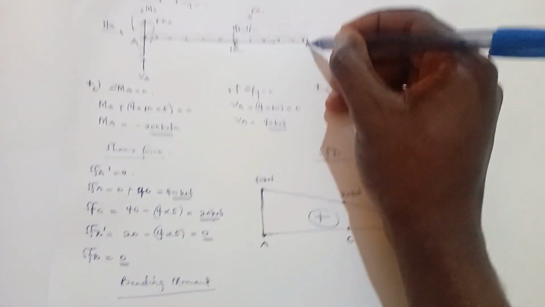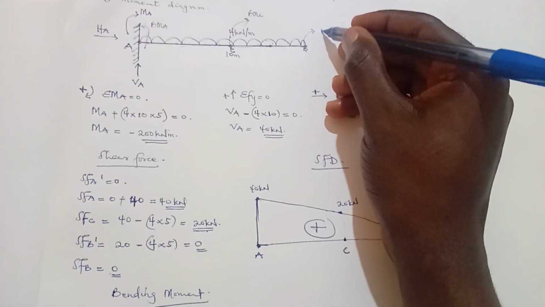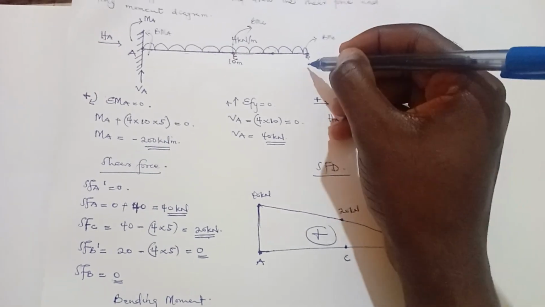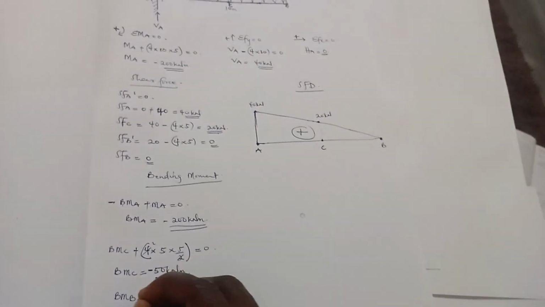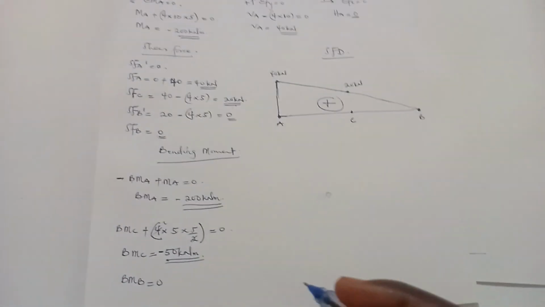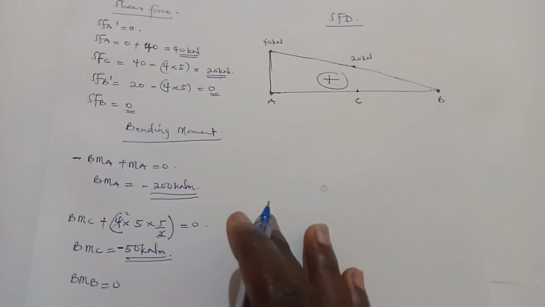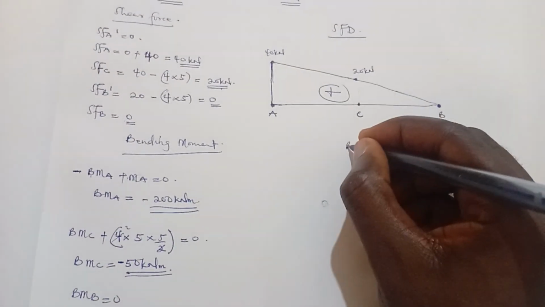And now let's calculate for the bending moment at B. Bending moment at B is zero because I can choose to take my right. Bending moment at B is moving in the clockwise direction, so it's positive. BMB is equal to zero since there is nothing at the right hand side. So this is the calculation for the bending moment. Now let's draw the bending moment diagram.